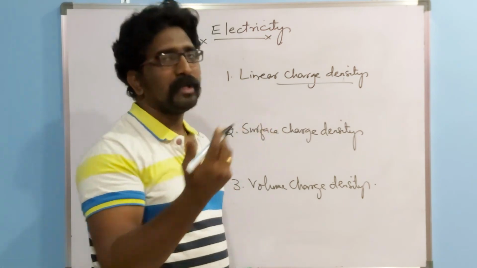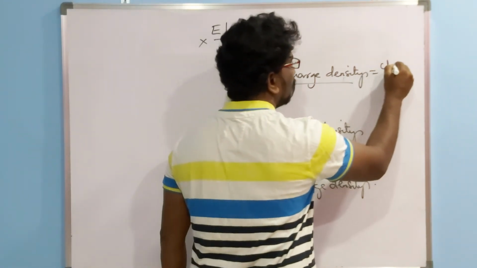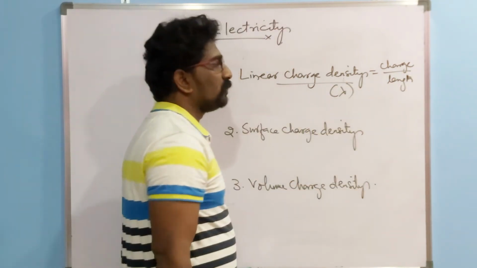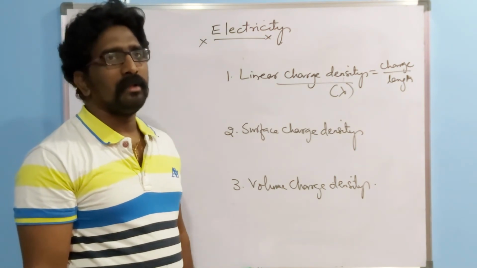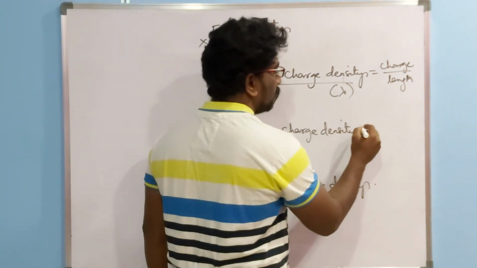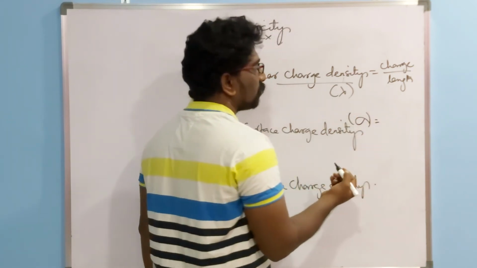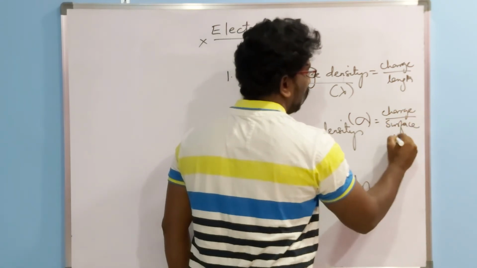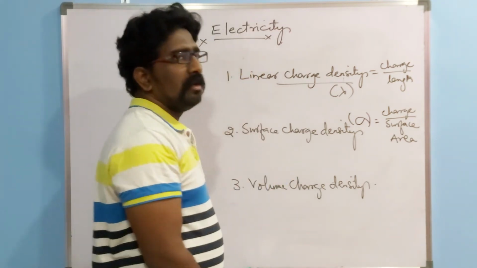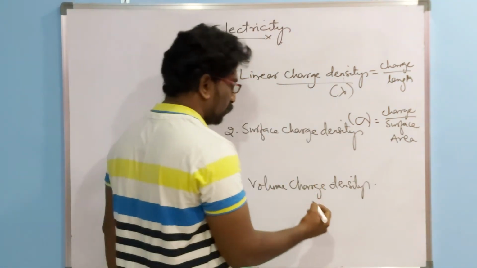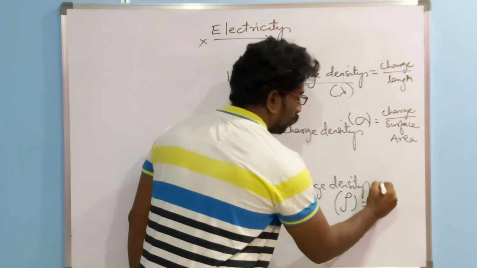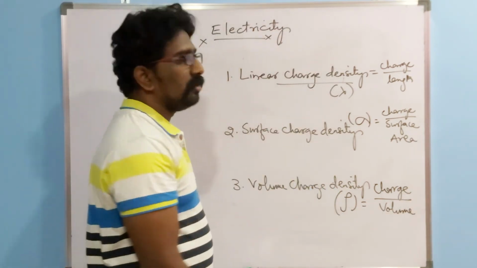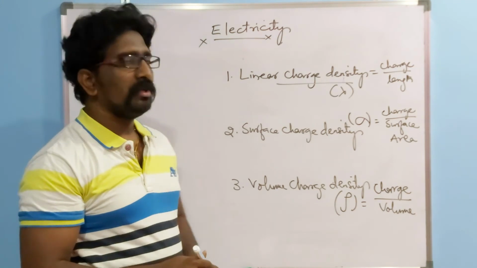So what is linear charge density? It is equal to charge per length, which is denoted by lambda. Now what is surface charge density? Surface charge density is denoted by sigma. It is charge per unit surface area. Then the third one is denoted by rho. It is equal to charge per unit volume.